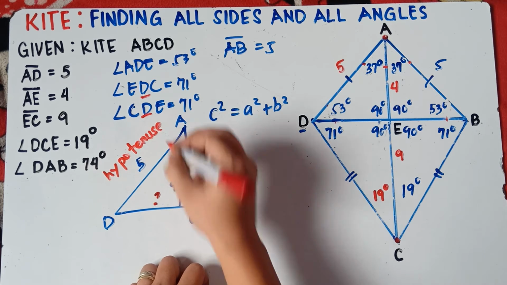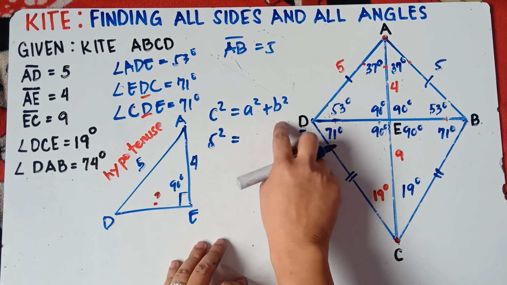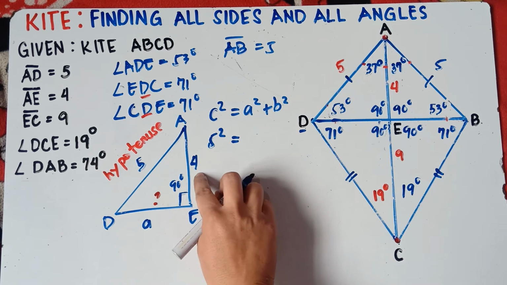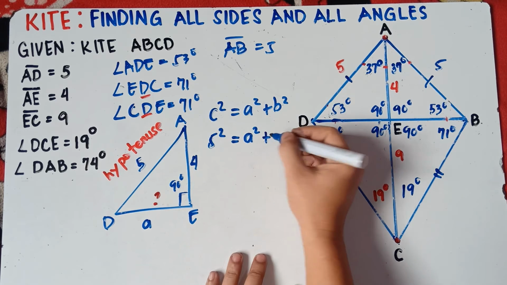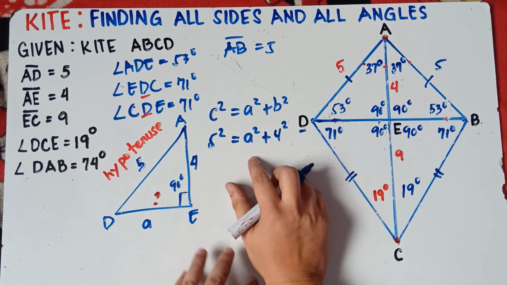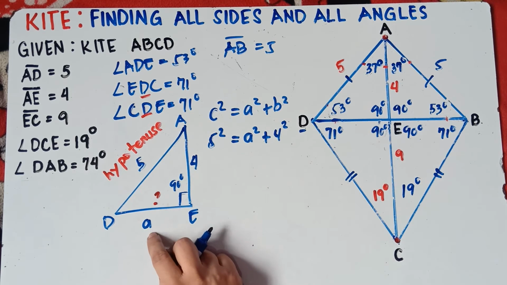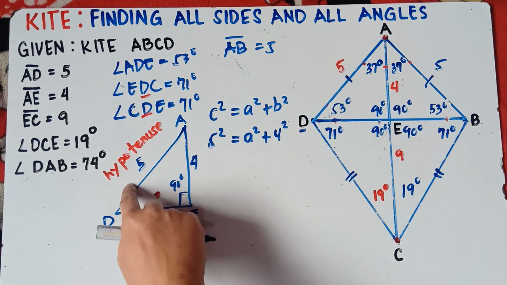Alright, so therefore, C is 5. So 5 squared equals, so for A and B, class, it could be interchanged. Let's assume, class, that this is A and this will be B. So we are told to find A. So A squared, we don't have the value of A, plus B is 4, so that would be 4 squared. Once again, class, do not be confused. For A and B, you can have this 4 to be your A, that would be the same answer, class. As long as this C right here could never be interchanged. C is always the longest side.